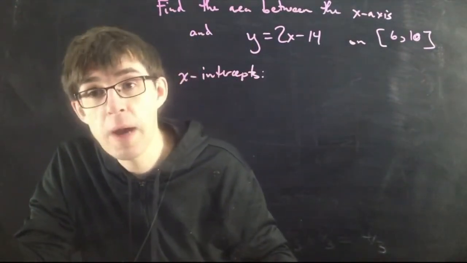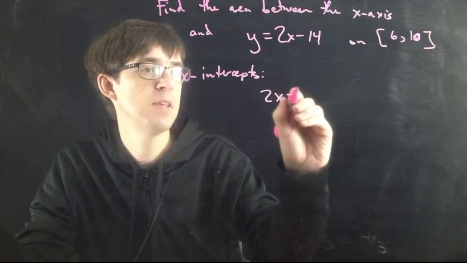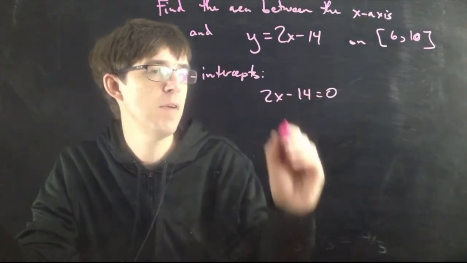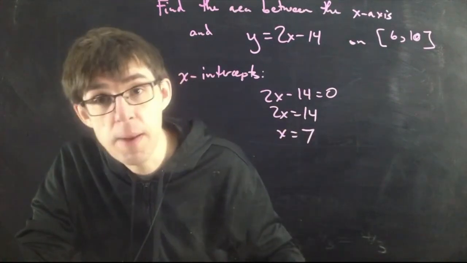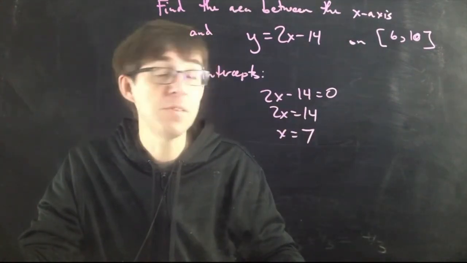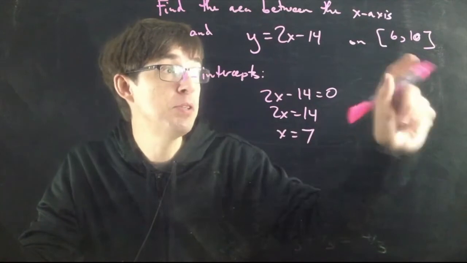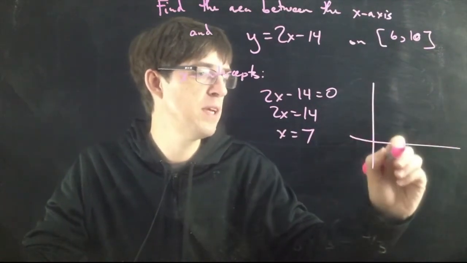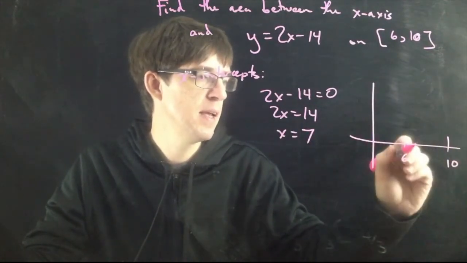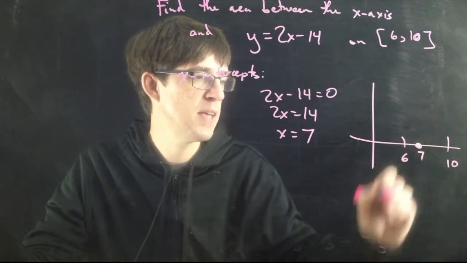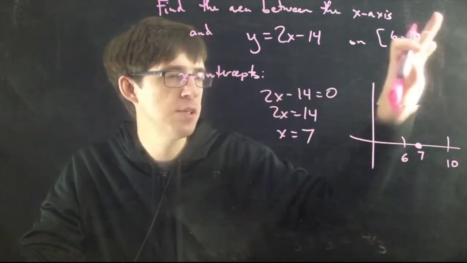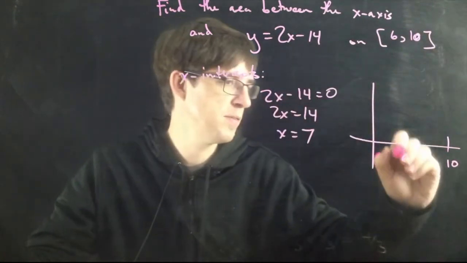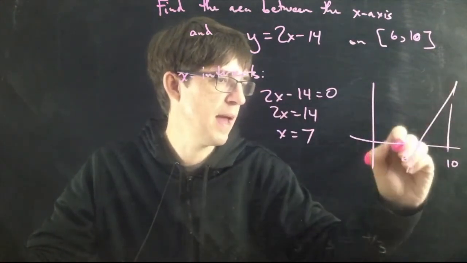X-intercepts, remember we set y equals 0 and solve for x. So it's going to be 2x minus 14 equals 0. Solve for x, and 2x equals 14. X equals 7, right? Okay, so that intersection, actually it is in between 6 and 10. The picture truly does look like 6, 10. It actually goes through here at 7. And I happen to know it goes up because the slope is positive too. So it's like that, right?